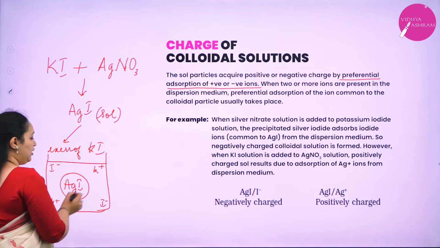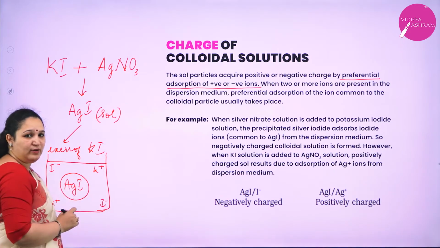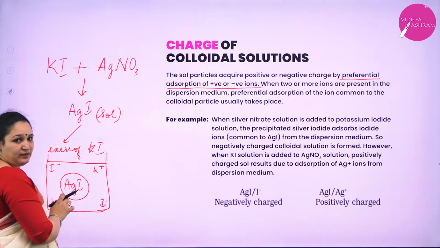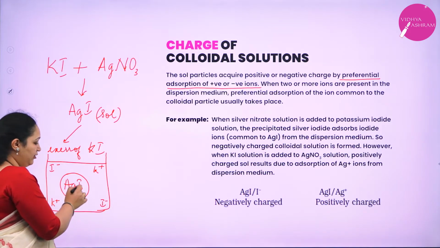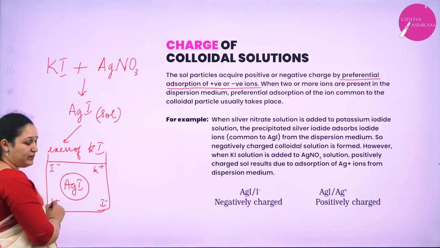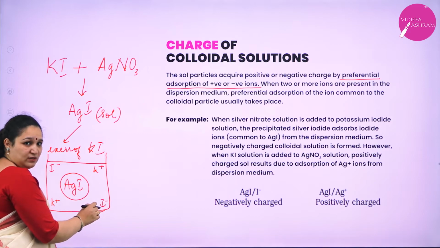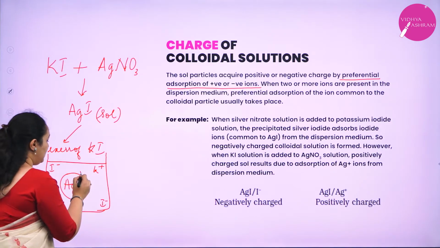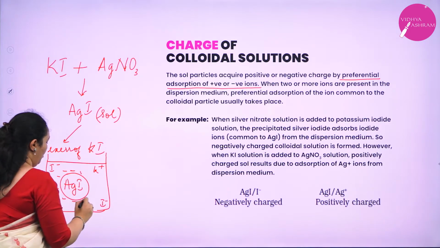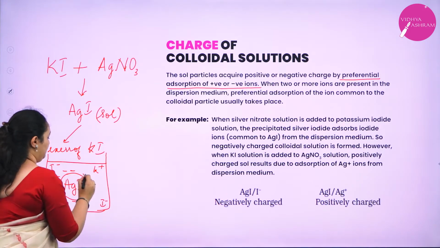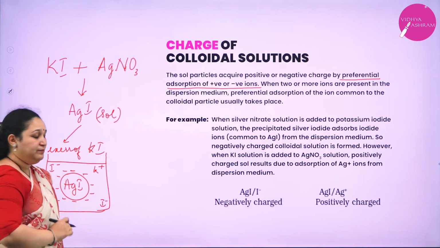So, which is common now? Is potassium ion common or iodide ion common to silver iodide? Of course iodide, because silver iodide has iodide. So the one which is common and in excess gets adsorbed on the colloid.